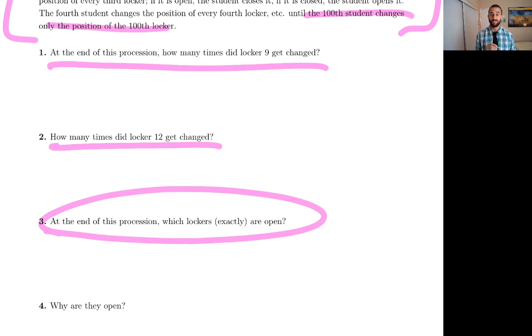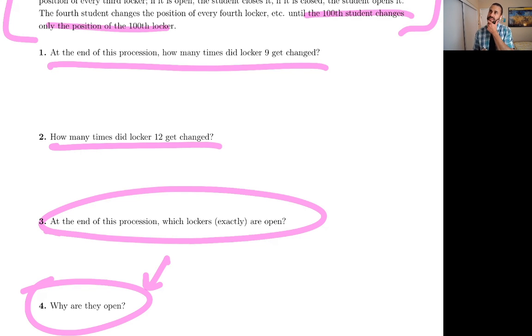And when I say exactly, I mean give me a list of the lockers that you know are open at the end. It's not going to be super long, but which lockers exactly are open after all 100 students go through? And then lastly, why are they open? You might be able to figure out. I don't recommend brute force calculating it, but you might be able to figure out, and that's what you're trying to answer here. What's the pattern that you see?